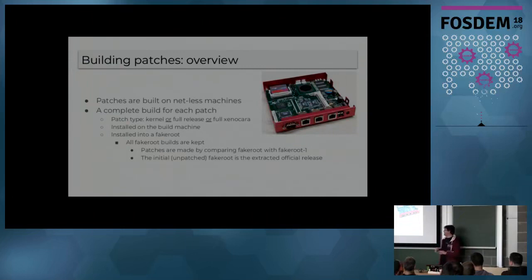There are different types of patches. We have kernel, we have userland, in which case we build an entire release, or we have Xenocara or Xorg implementation, in which case we rebuild the complete X.org. Of course, all the patches are installed on the build machine, and all the results of building the patched release will be put into a fake root directory. The patches are created by basically diffing our current fake root with the previous one. And that's how we know what's changed between the release and the patched one.